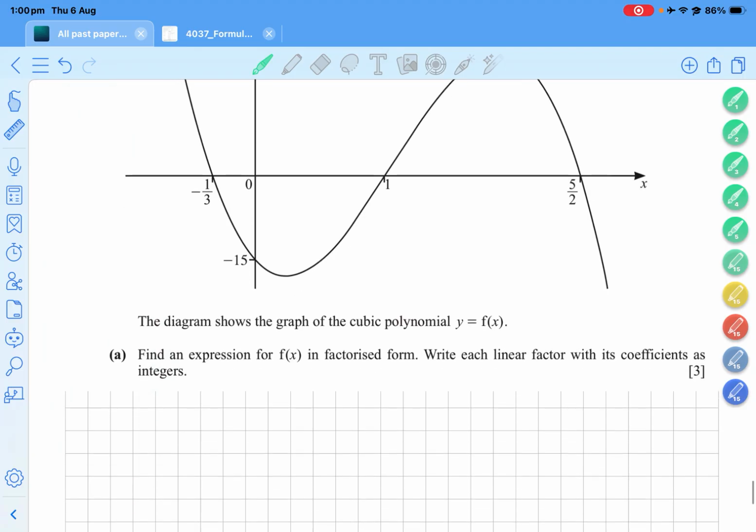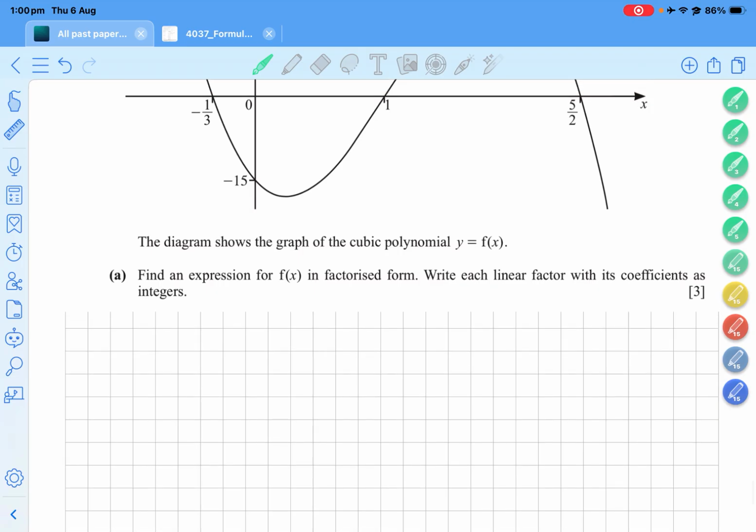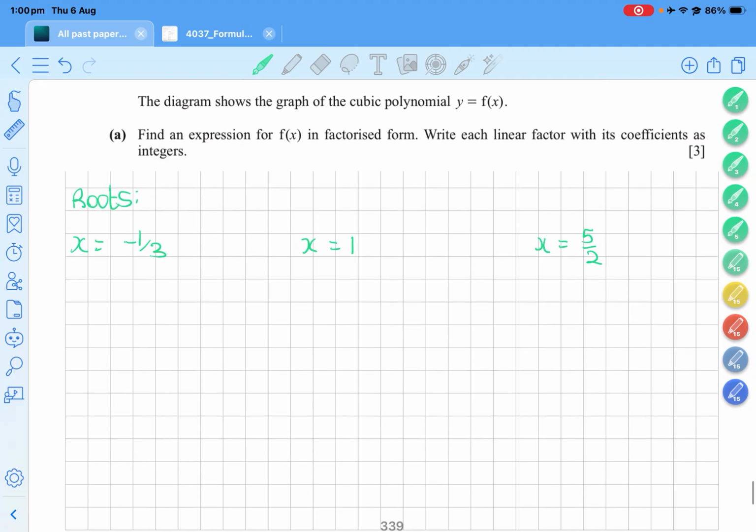The diagram shows this cubic polynomial. Find the expression for f of x. First of all, what are the roots? Let's write down one: x equals minus 1/3, x equals 1, and x equals 5/2. Let's focus on minus 1/3. We can multiply both sides by 3 to get 3x equals minus 1, so 3x plus 1 is a factor.